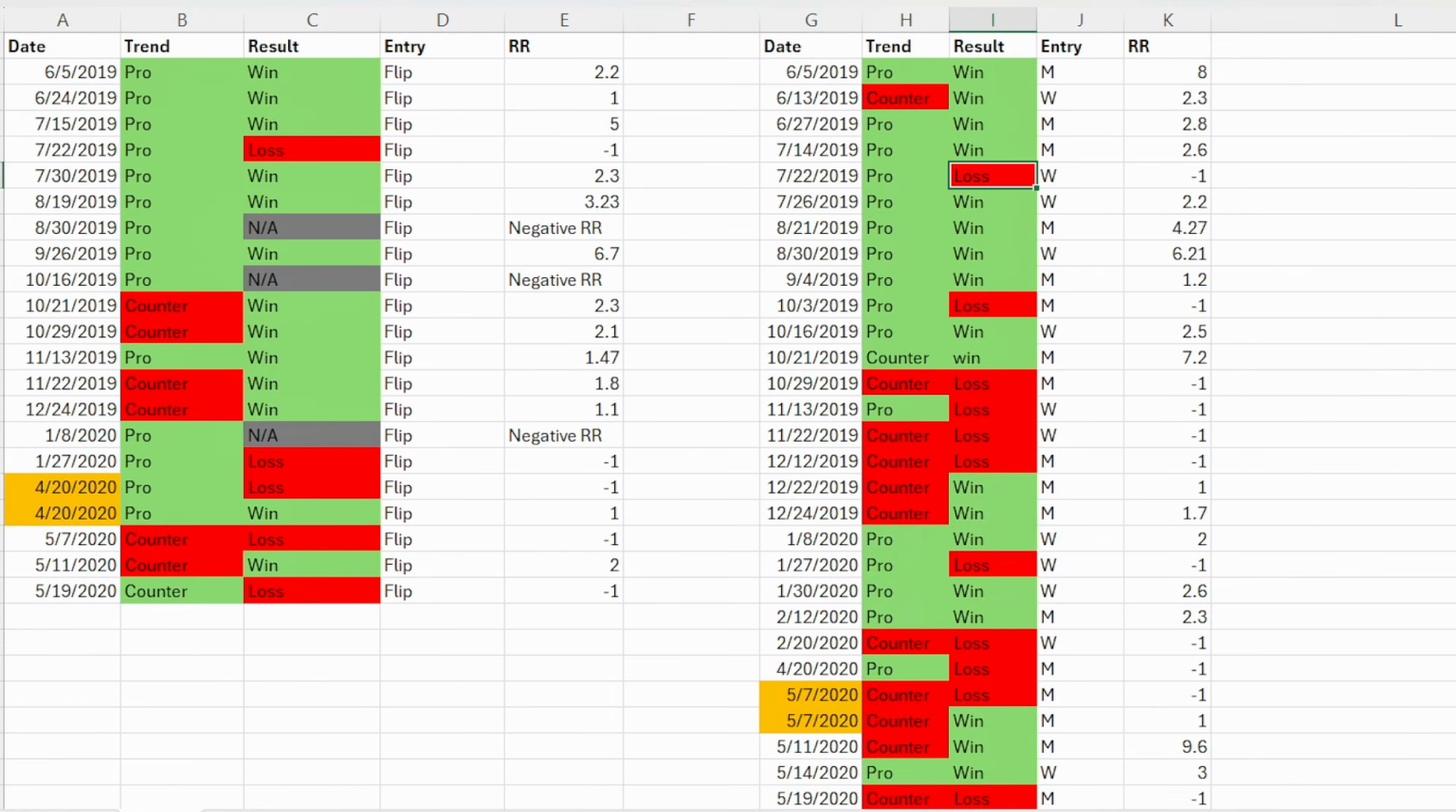So here we have the statistics for AUD USD from June 2019 all the way to June 2020. And we do have stats that go all the way up to 2024, but in this lesson, we're just going to cover 1 year.